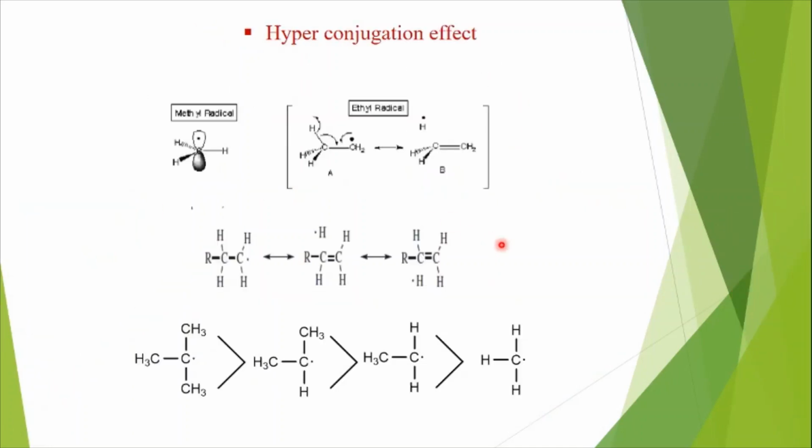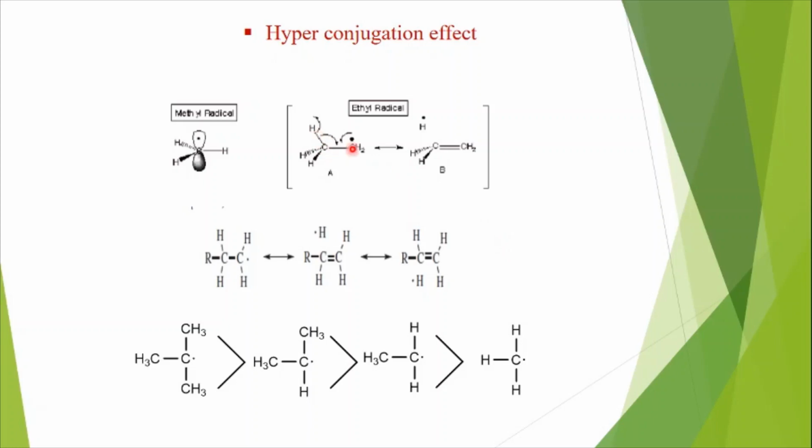Next point is your hyperconjugation effect. Hyperconjugation effect also gives stability to free radicals. As in the case of carbocation, the stability order of alkyl free radicals is tertiary, secondary, primary and methyl radical. This stability order can be explained by hyperconjugation effect. The odd electron in the alkyl group is delocalized into beta hydrogen through hyperconjugation.